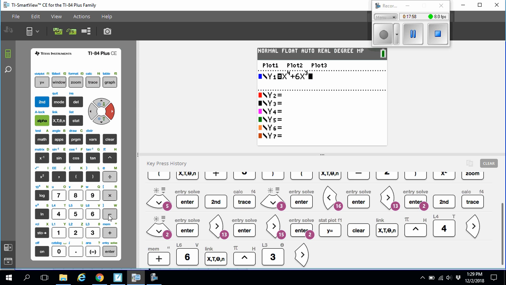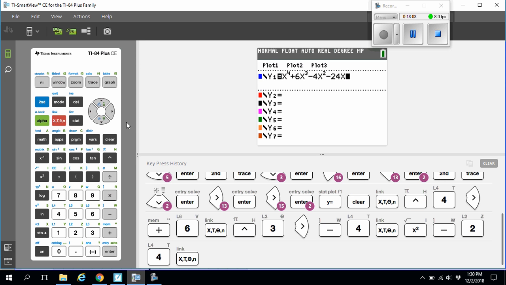Then we do minus 4x squared. Do an x. There's already a square button, so you can use that. And then minus 24x. What I have up here should look exactly like yours on your graphing calculator. If not, you need to go back and fix it so it looks exactly like what I have. Okay, now we're going to go back to graph.